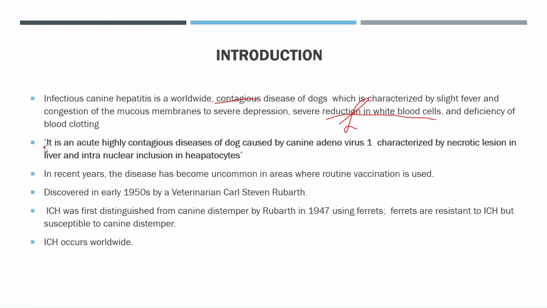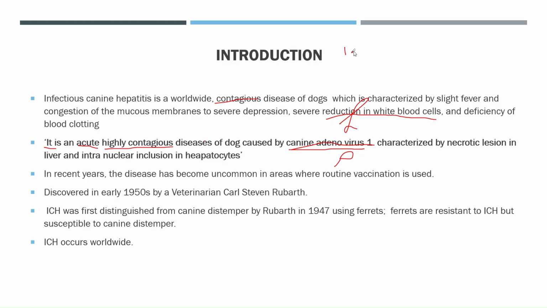Now coming to the definition. The definition is the most important essence of the disease because it will contain your etiology, your lesions and everything. So it is an acute, highly contagious disease of dogs caused by canine adenovirus. If you write just canine adenovirus, it will be considered wrong. If someone asks you the etiological agent, you have to write canine adenovirus 1. So you will also search.